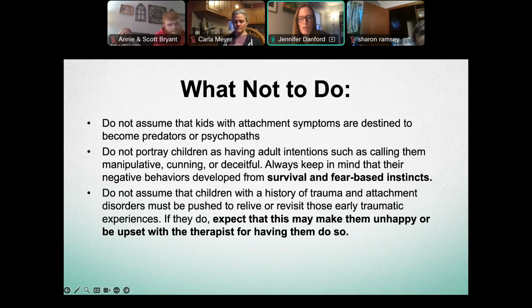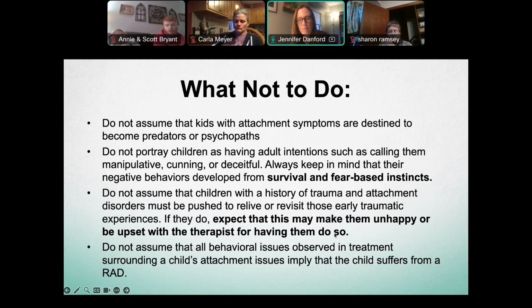Also, when it comes to treatment, we don't need to assume that they have to be pushed to relive or revisit those traumatic experiences. But if they are doing that with their therapist, we should understand that they will be unhappy or upset with the therapist or anyone who has them do that. They will not like it. So if they hate their therapist and that's the work they're doing, we have to understand that makes sense. Don't assume that all behavioral issues observed in treatments surrounding a child's attachment issues imply that they have RAD. Just because they're being treated for attachment doesn't mean that they have a diagnosis. A lot of our kids have attachment issues that are significant but may not rise to that level.